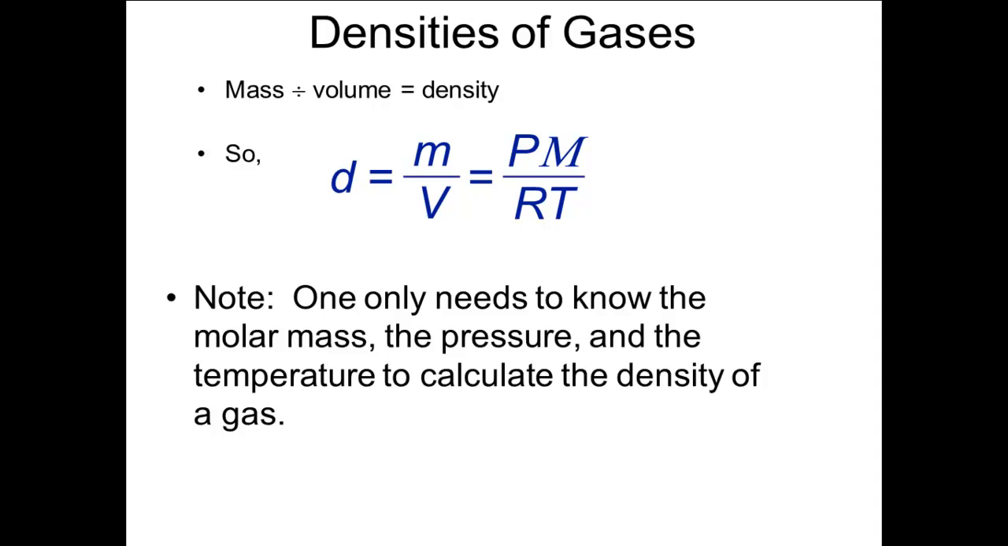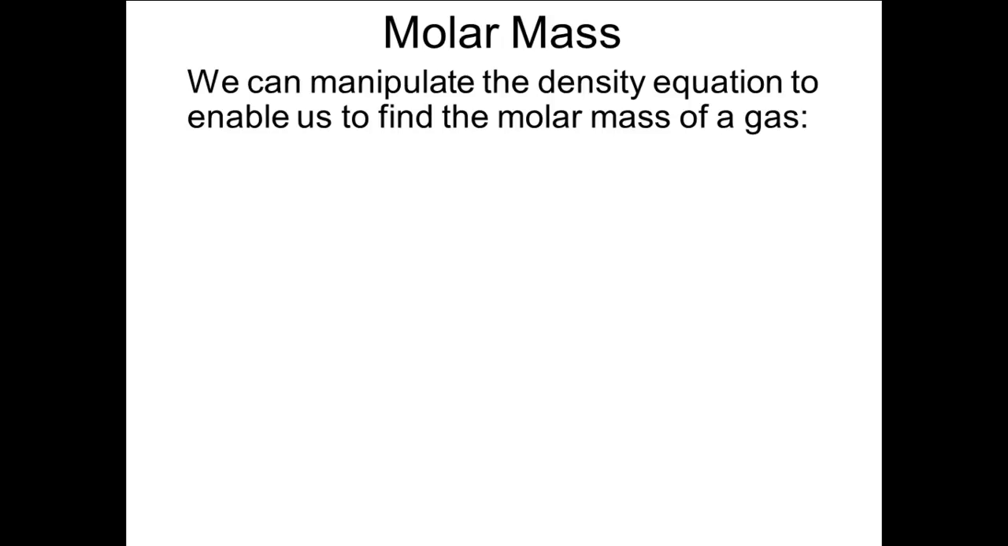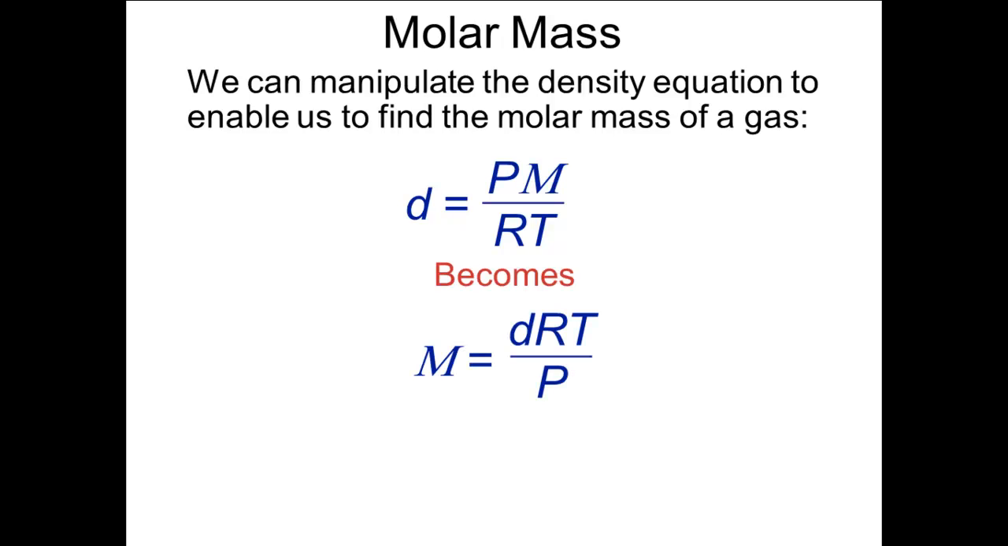To determine the density of a gas, then, it is only necessary to know the molar mass of the gas, the temperature, and the pressure. It is not necessary to know the volume. We can rearrange the equation to determine the molar mass of a gas from the density, pressure, and temperature. From density equals pressure times molar mass over R times temperature, we get molar mass equals density times R times temperature over pressure.